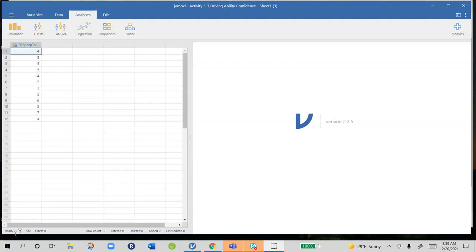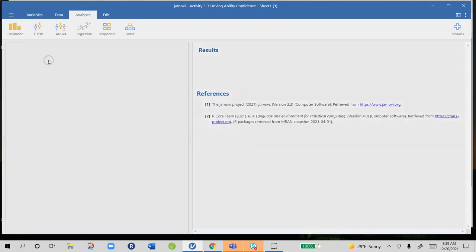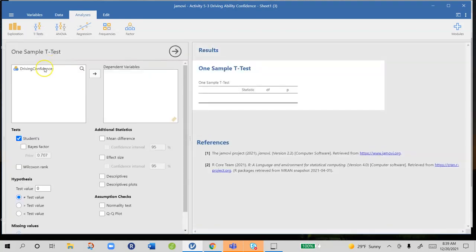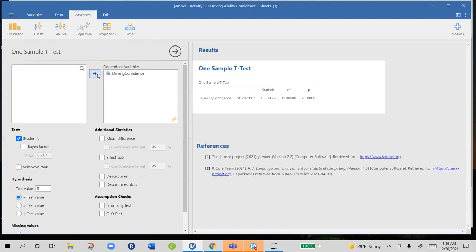If we take a random sample of people, we would expect the average to be 4, since that is the midpoint, the average on the scale. So we're going to do a single sample t-test. Click on t-test and do a one sample t-test. And driving confidence is our dependent variable. We're going to move that into the dependent variable box.